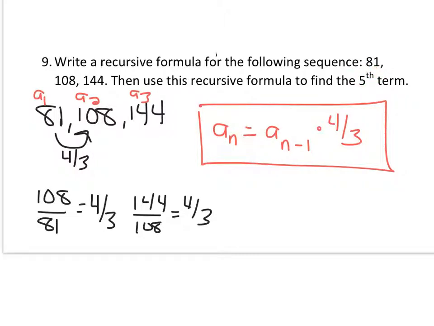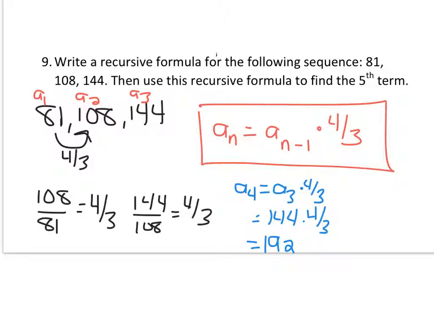Do we know the fourth term? No, we only know the third term. So let's use that third term to find the fourth term first. So a4 will be the term before it, which is a3, times 4/3. a3 is 144 times 4/3 will give us 192. So the fourth term is 192.